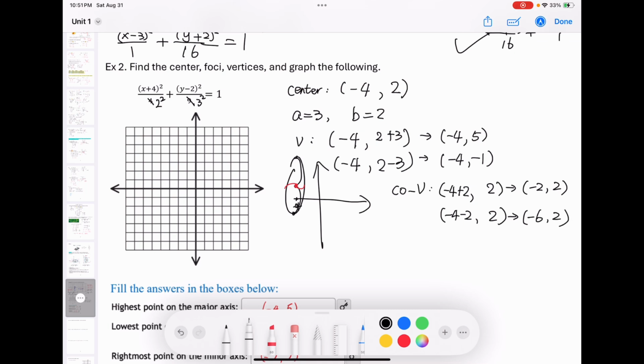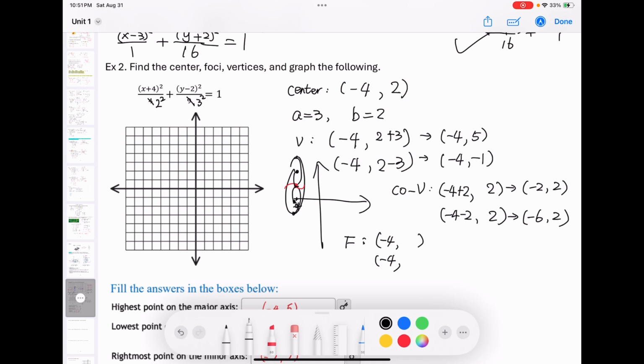What is the next? The next one is the foci. We can put F here. Foci are based on the center. We can go up or down c units. These 2 points are my foci. Go up c units, go down c units. So they have the same x value. We can keep the x value from the center, negative 4 and negative 4.